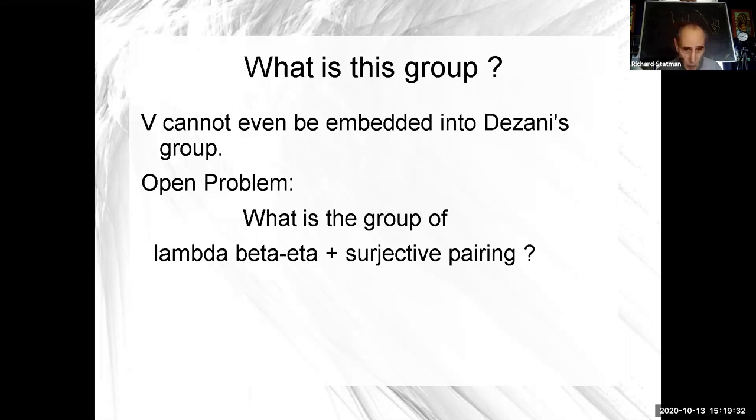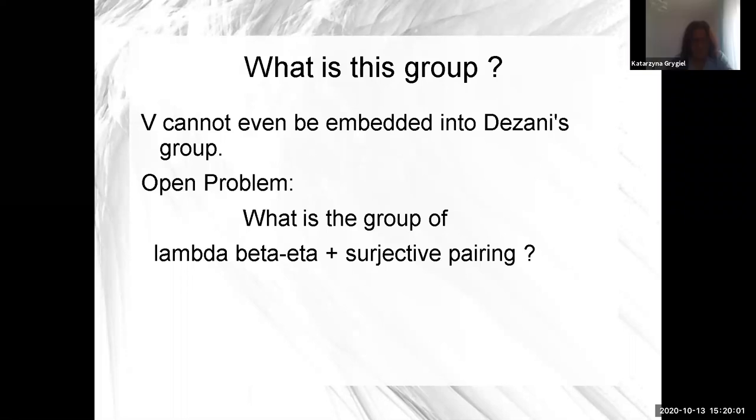That's probably incomprehensible. But question: prove my conjecture that the Zanis group, the group of hereditary permutations, cannot be isomorphically embedded into the Thompson group V. And big open problem: give a characterization of the group of lambda, beta, eta plus surjective pairing. I think I probably spoke too quickly. Any questions? I wanted to ask whether there are any questions or comments, and you finished exactly on time. And thanks for giving another open problem.